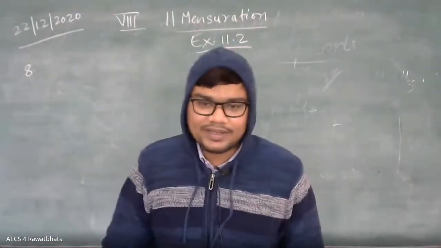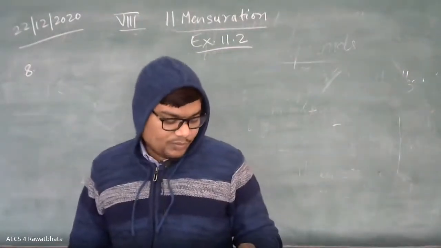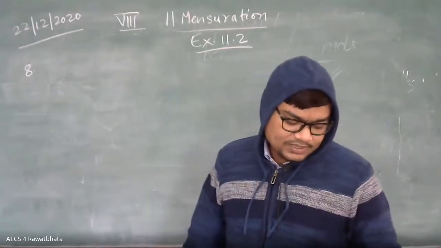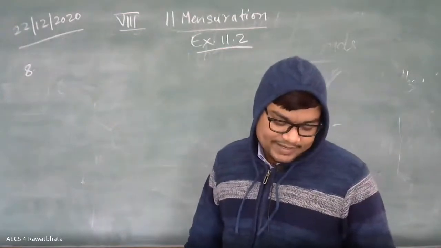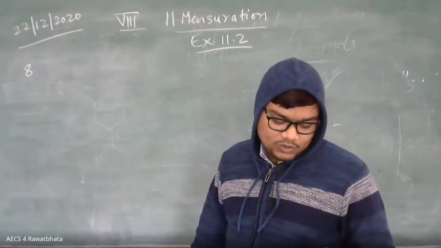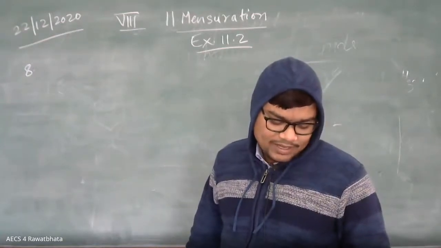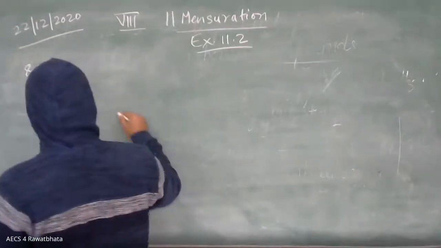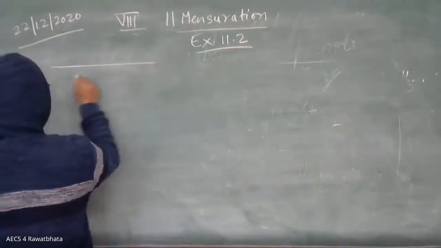Question number 8. Mohan wants to buy a trapezium shaped field. Its side along the river is parallel to and twice the side along the road. Let me draw the diagram.